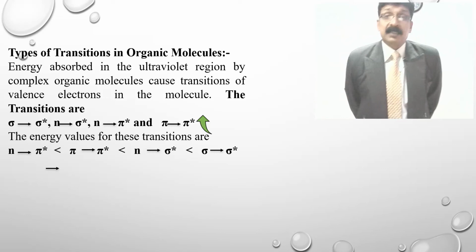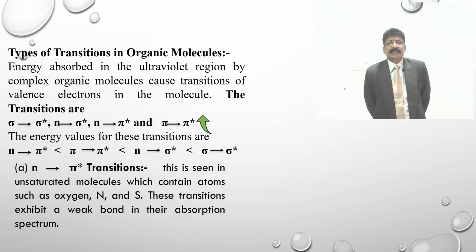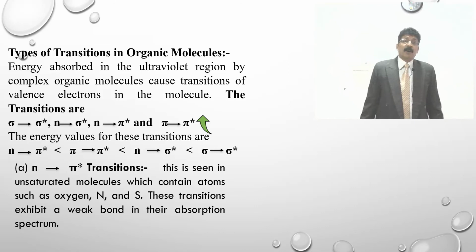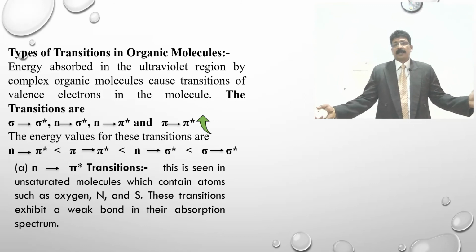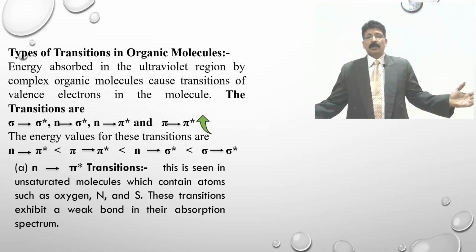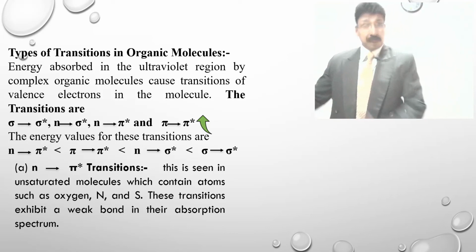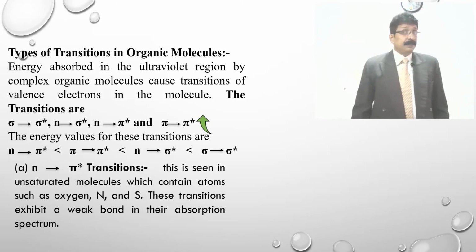So the n to pi star transition is seen in unsaturated compounds, unsaturated molecules. Unsaturated molecules means double bond compounds. Ethylene, you know, is a very simple double bond compound. There are many other compounds. If there are more conjugated double bonds, there are butene, propene, pentene. There are many types of double bonds, even allyl compounds. You might have studied various compounds.